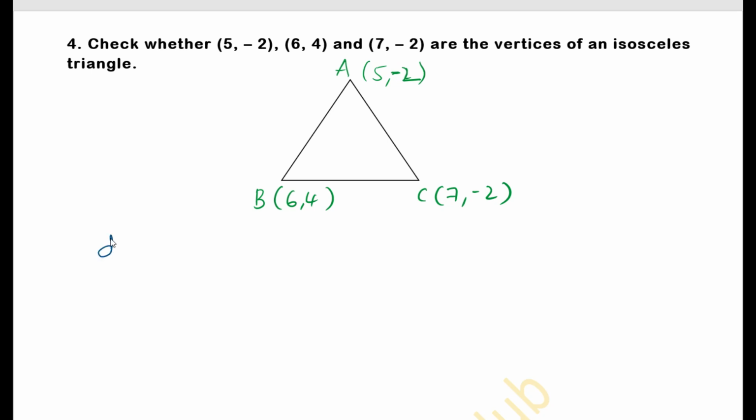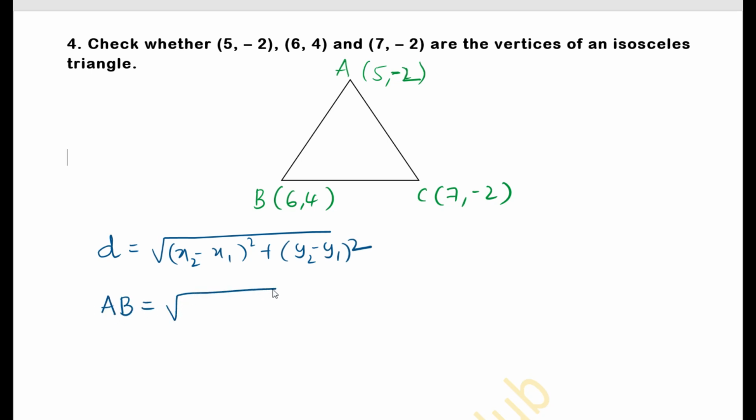Now what is the distance formula? By using the distance formula we'll find the lengths AB, BC and CA, that is, D equals square root of (x2 minus x1) whole square plus (y2 minus y1) whole square. Now we'll find the line segment AB.